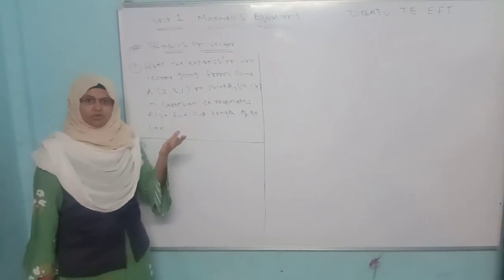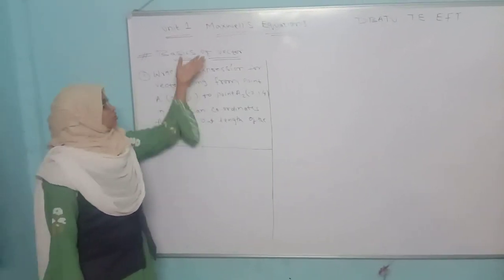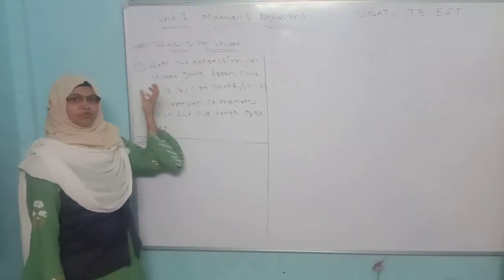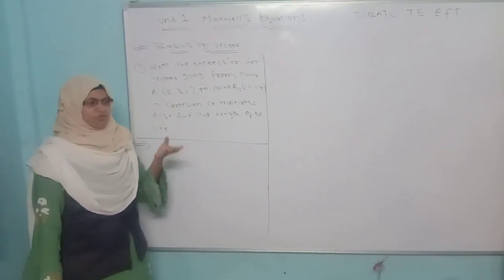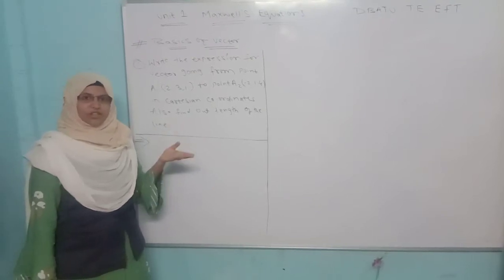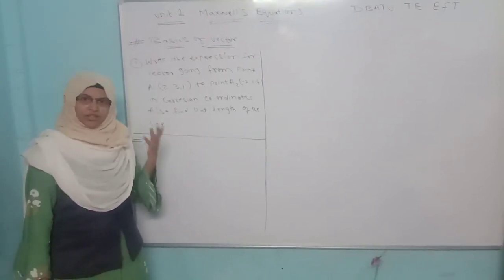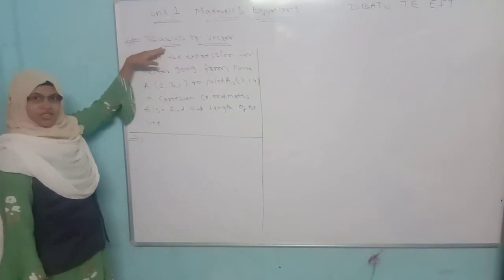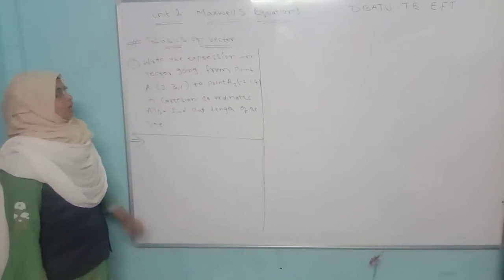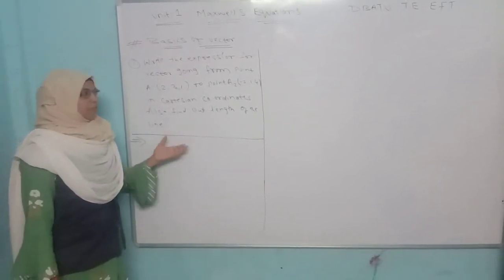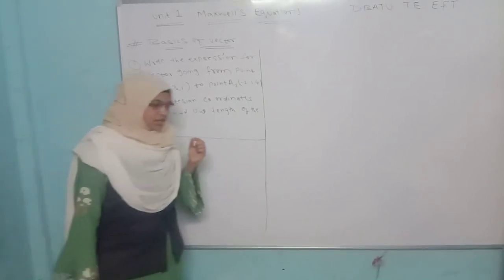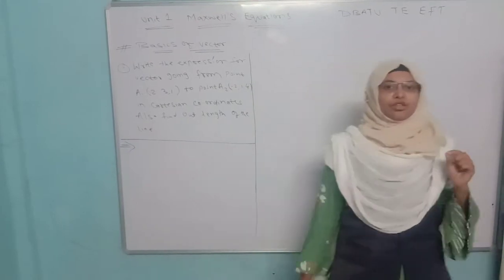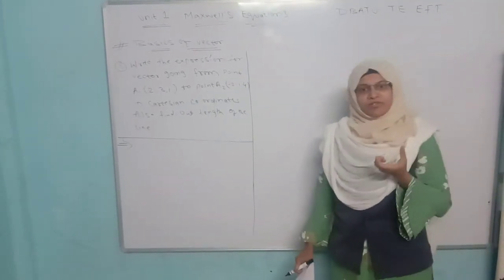Today I am going to continue with the numericals. Unit number 1 is Maxwell's equations. In this unit we have 3 to 4 points: first the basic vector algebra, vector calculus and the boundary condition. Today we will continue with the first topic, the basics of vectors. In the basics of vectors we are interested to calculate the magnitude of the vector, the direction of the vector and the distance between the vectors.